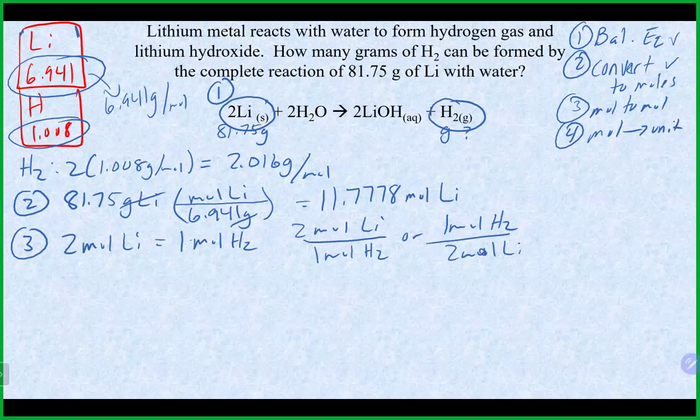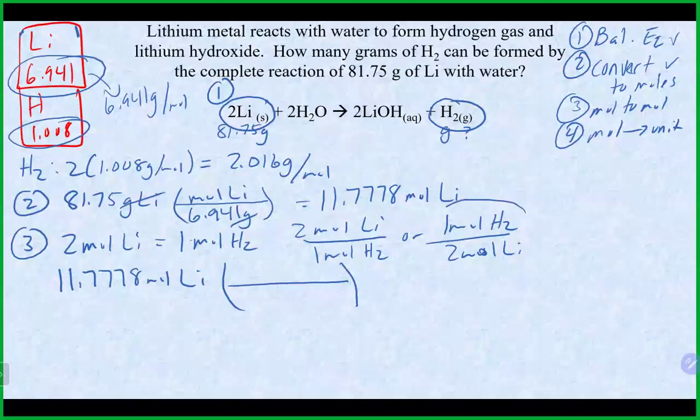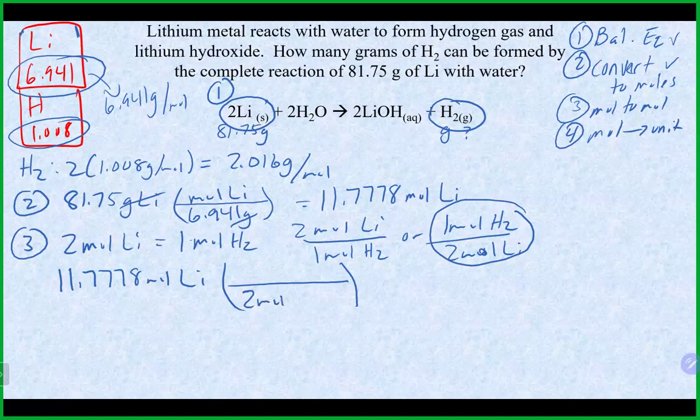So continuing on here with our number, 11.7778 moles of lithium. This is going to give us our big stoichiometry move where, again, we want to get rid of lithium, so it's going to go on the bottom, and 1 mole of H2 up on top. At this point, if we got an answer, we'd be looking at 5.8889 moles of H2. So that would be the third step.